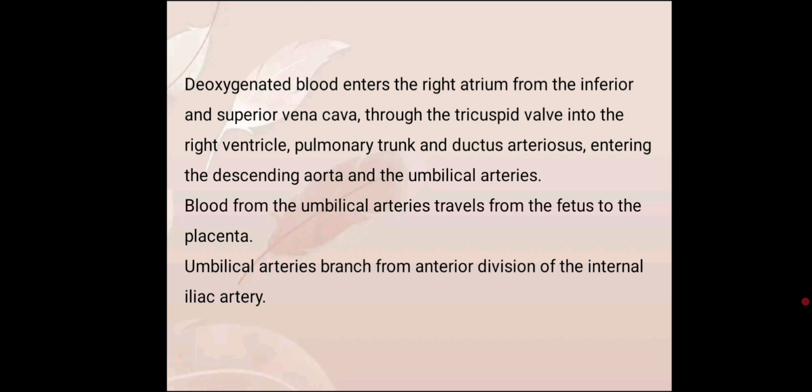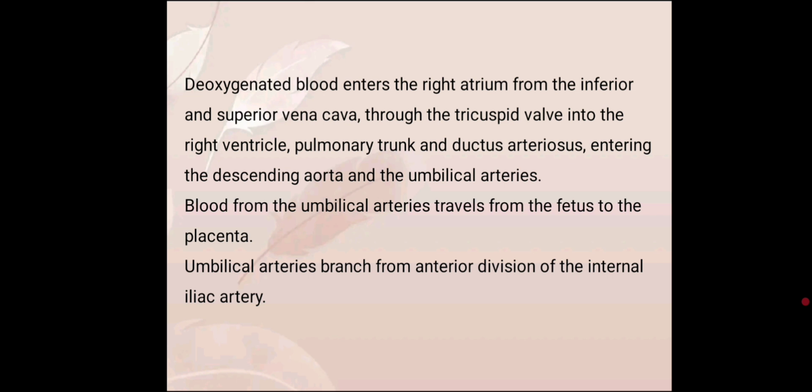The blood from the superior and inferior vena cava will enter the right atrium and through the foramen ovale will bypass the right ventricle to the left atrium. Part of that blood through the tricuspid valve will enter the right ventricle to the pulmonary trunk, and this part, which is almost 10%, will be bypassed by the ductus arteriosus to enter the descending aorta. From the aorta to the umbilical arteries, and blood flows from the umbilical arteries to the placenta to be oxygenated again.